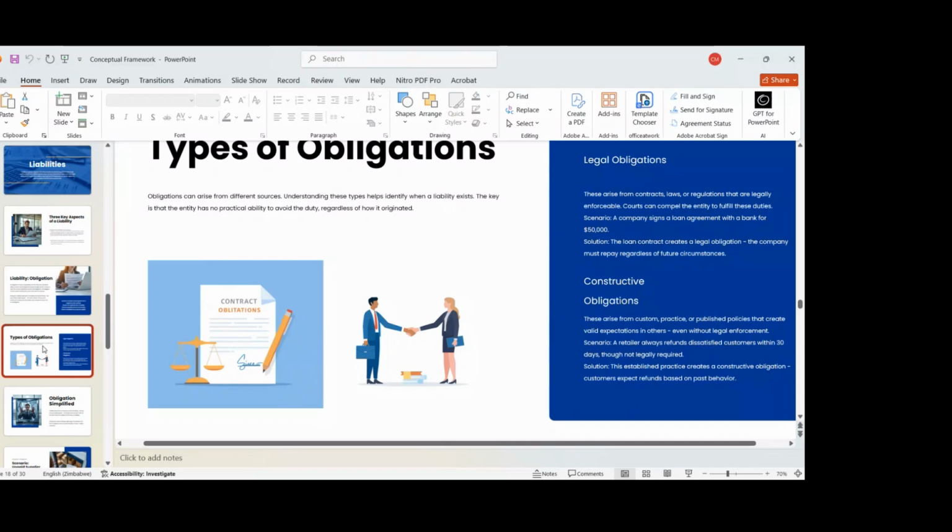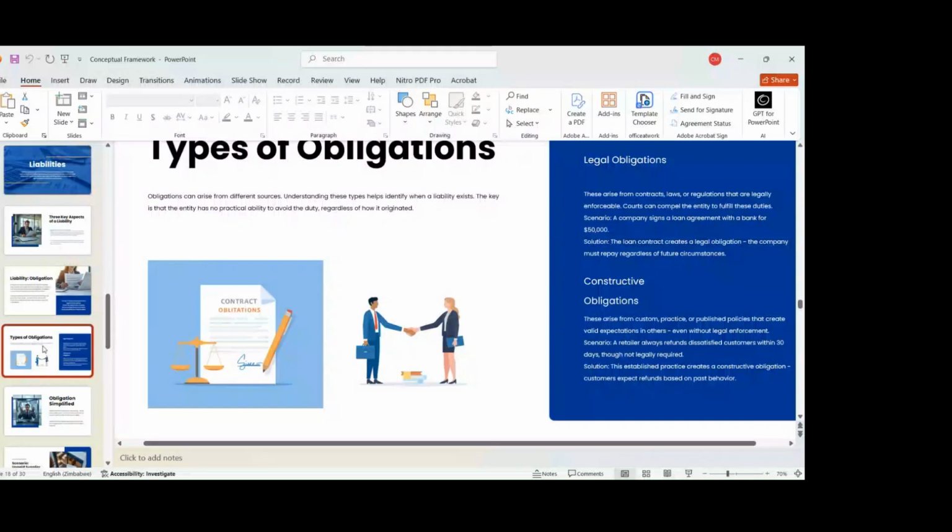Let's go to types of obligations. Obligations can arise from different sources. Understanding these types helps identify when a liability exists. The key is that the entity has no practical ability to avoid the duty, regardless of how it originated. So legal obligations arise from contracts, laws and regulations that are legally enforceable. A court can compel the entity to fulfill these duties.